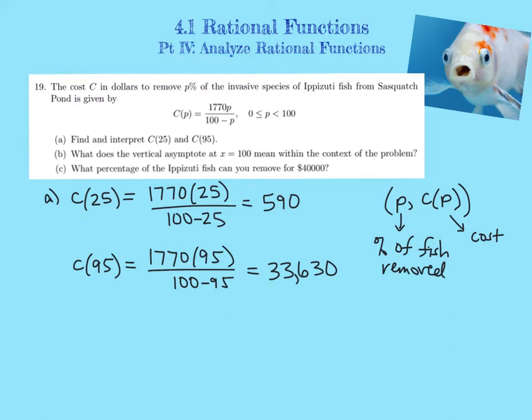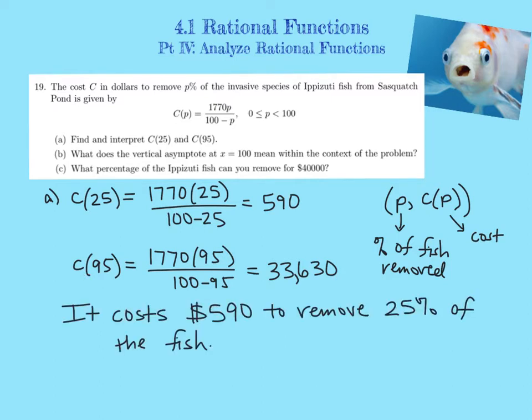So it looks like when P was 25, or 25% of the fish being removed, it only cost $590 to do that. But when we increased to removing 95% of the fish, almost all of the fish, it's going to cost a lot more money. Let's write that out in a sentence. Here is one of multiple ways that you can relate the 25 and the 590.